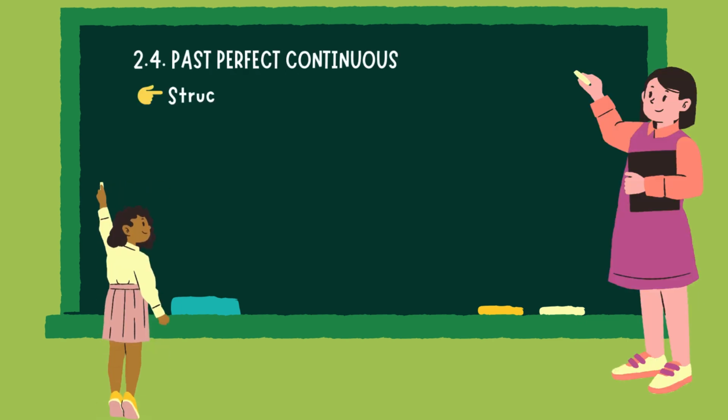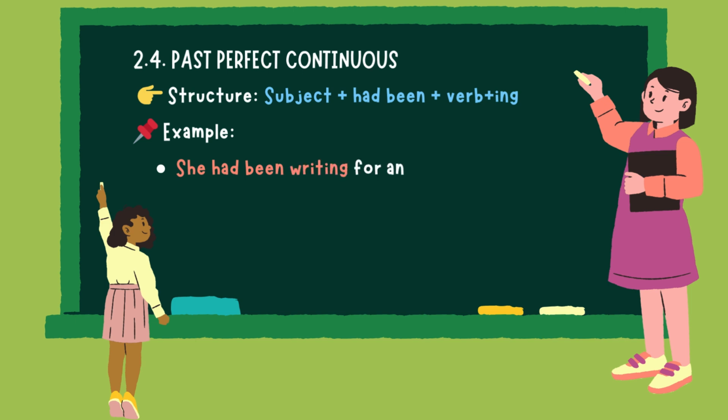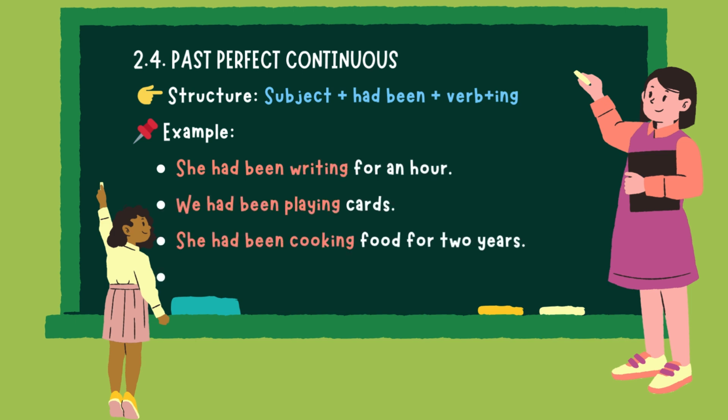2.4, past perfect continuous. Structure: subject plus had been plus verb-ing. Example: she had been writing for an hour. We had been playing cards. She had been cooking food for 2 years. I had been reading books for 5 years.